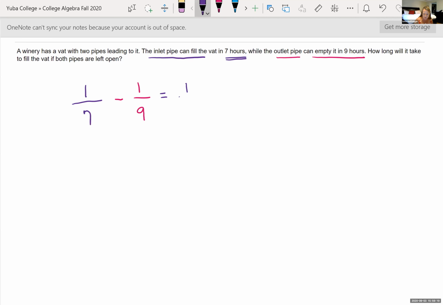And this would be 1 over X. X is equal to the time to fill. Okay, so normally, usually we work together, not against, and so we put a plus here. And so let's just multiply by our LCD, 7 times 9, 63 times X.